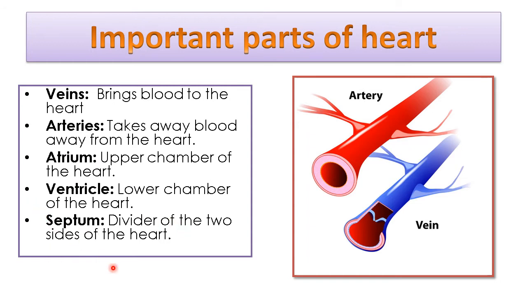Heart has two parts, left and right side, having their own chambers, upper and lower, which are called atrium and ventricle. Atrium is the upper chamber where blood enters and then it transports blood to the lower chamber of the heart, which is the ventricle. Hope children this is clear.